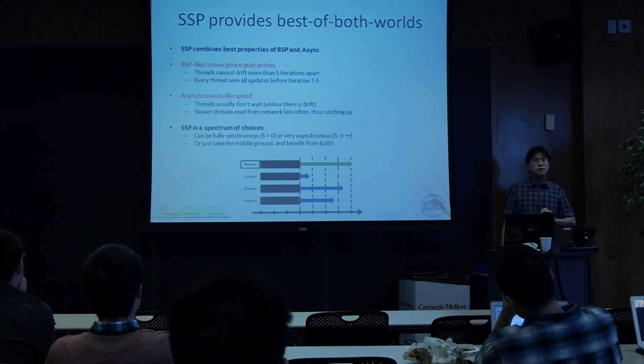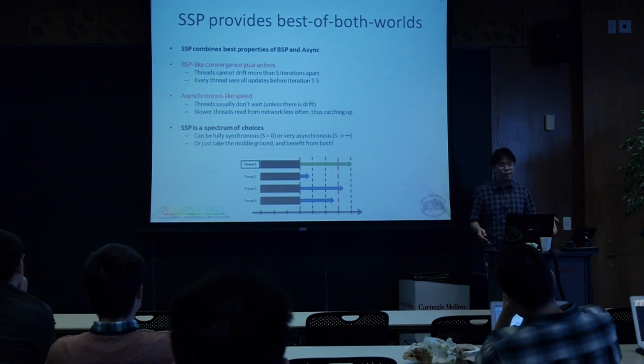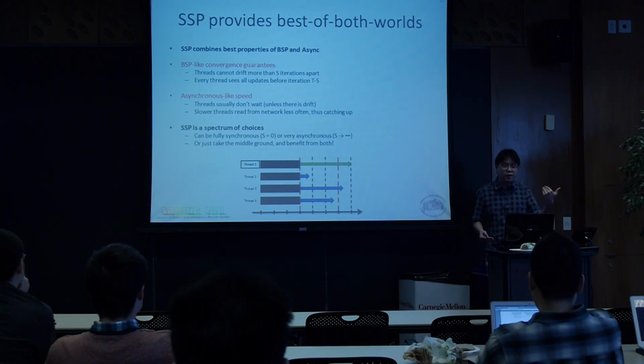You also get the iteration speed, the iterations per clock time that you expect from an asynchronous system, because the threads usually don't have to wait for each other unless there's too much drift. And furthermore, we allow the slower threads to read from the network less often based on our protocol, which then allows them to catch up, which then prevents further waiting by the fast threads.